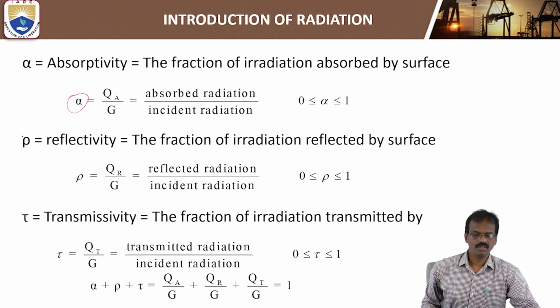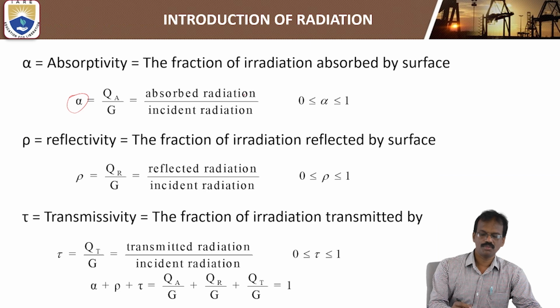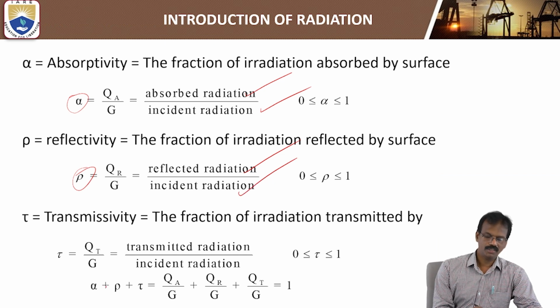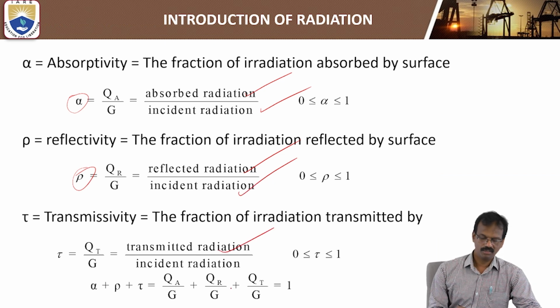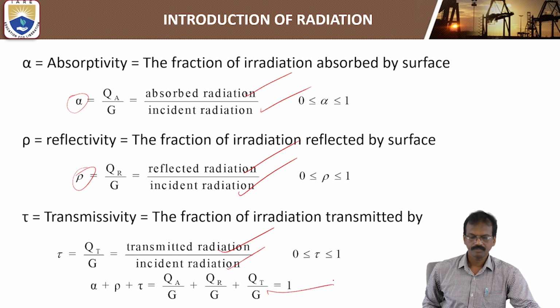Absorptivity, represented by alpha, is absorbed radiation by incident radiation. Reflectivity is reflected radiation by incident radiation. Transmissivity is transmitted radiation by incident radiation. The total is equal to 1.